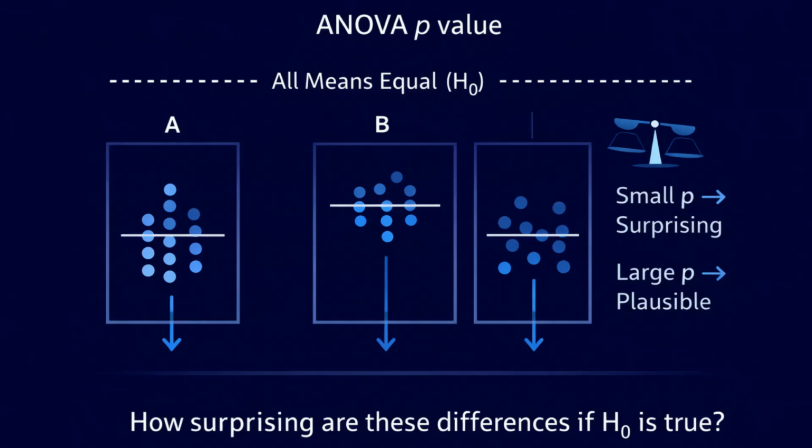Now we interpret the p-value in ANOVA. The p-value represents the probability of observing differences among the sample means at least as large as the observed differences, assuming that all population means are equal. It measures how surprising the pattern of group mean differences would be if the null hypothesis were true.